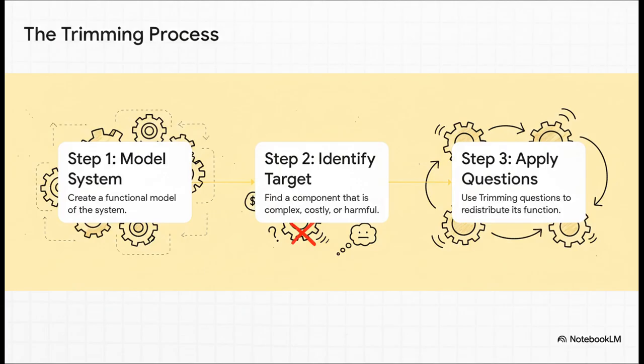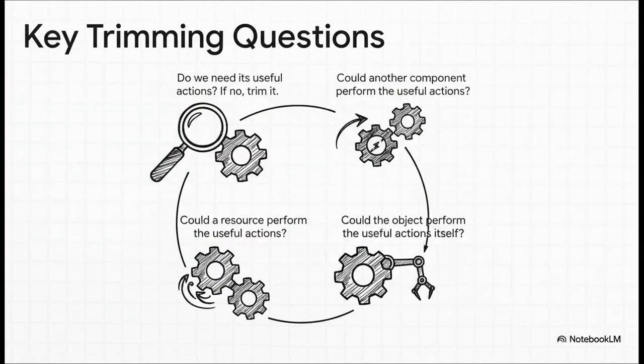It's smart, not random. And these are the key questions you need to ask. First, do we even need this component's function at all? If not, great, just trim it. But if you do, then you ask, could another existing component do the job? Or, and this is a cool one, could the object perform the function on itself? Or could you use a resource from the environment? These questions force you to get creative with what you already have.